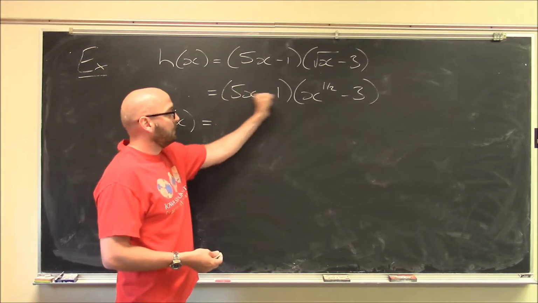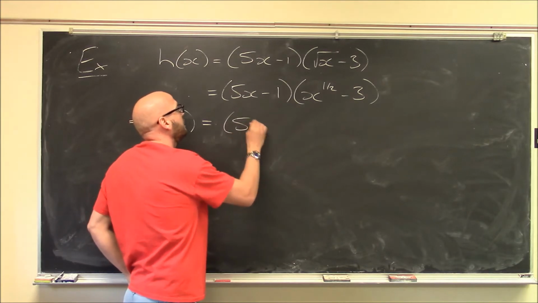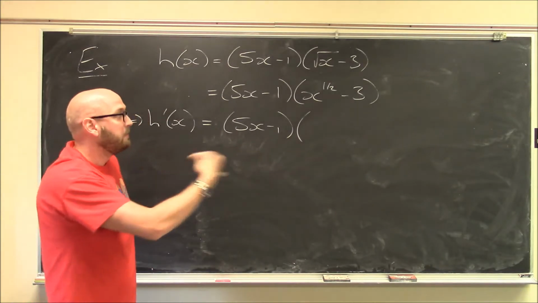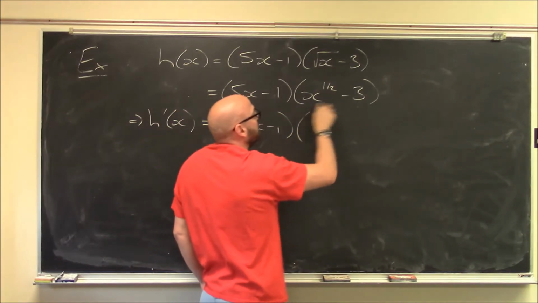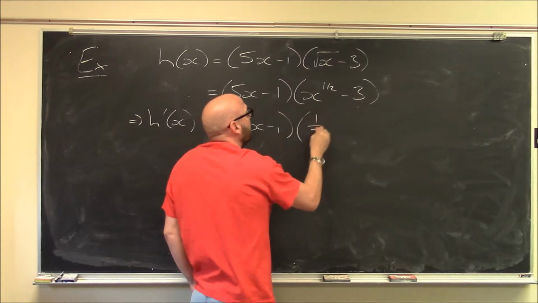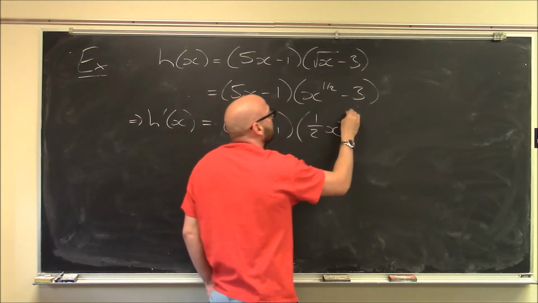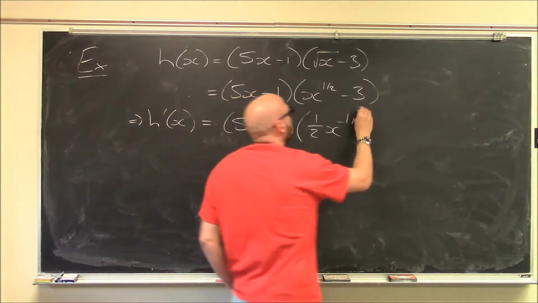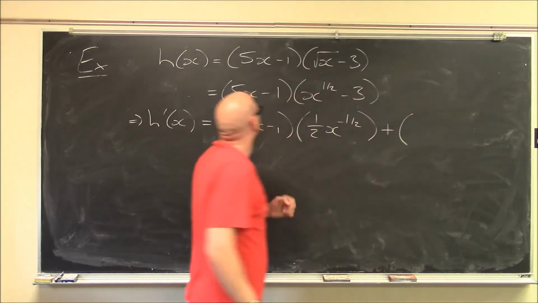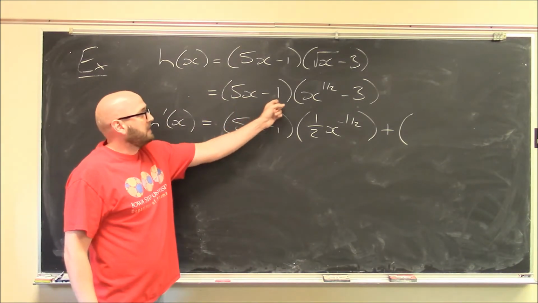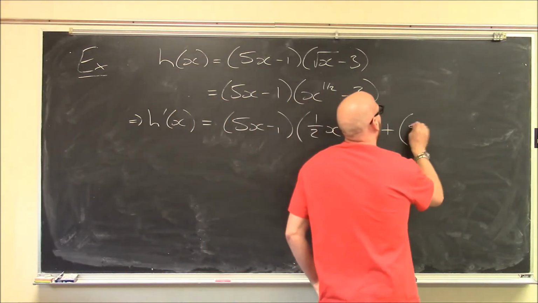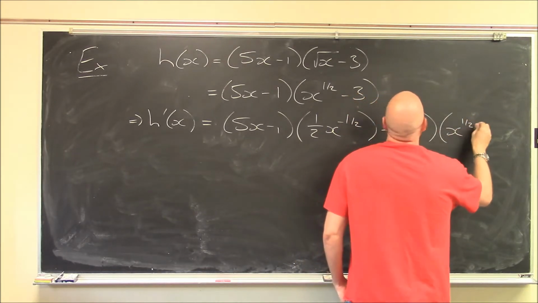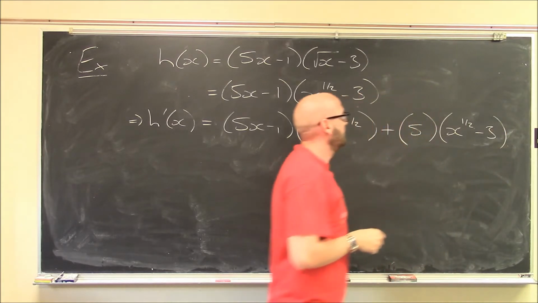So remember what it is. It's the first function, 5x minus 1, times the derivative of the second. So we'll just differentiate this in situ right now. Derivative of the second: the 1/2 comes up front, 1/2 x to the, subtract 1 from the exponent, minus 1/2, and minus 3 differentiates to 0. Plus, the derivative of the first function, the derivative of 5x minus 1 is 5, times the second, times x to the 1/2 minus 3.